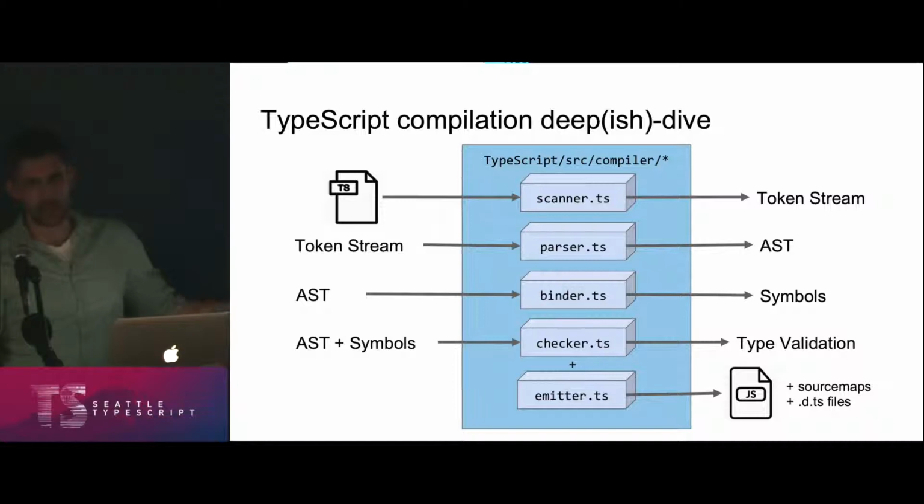And then combined with the emitter itself, that's how you actually generate the JavaScript files that end up in your build or dist directory. In addition to that, you have source maps and type definitions that are also generated from that.